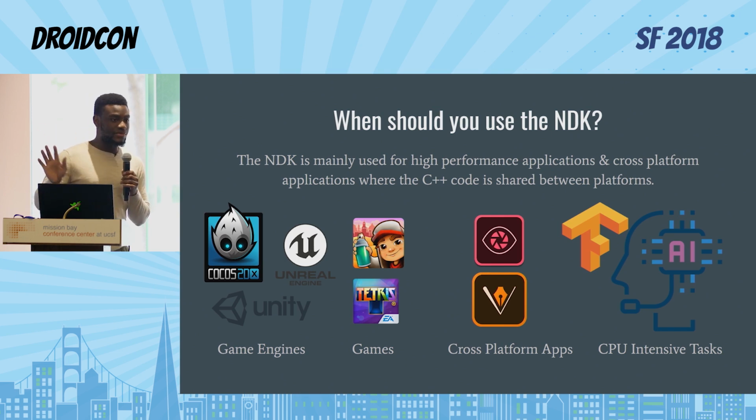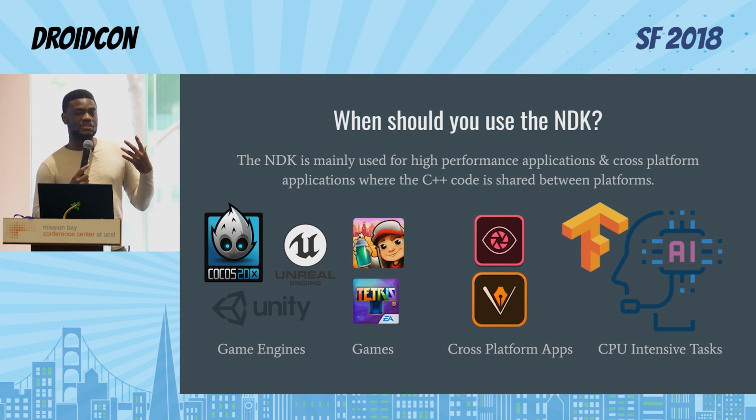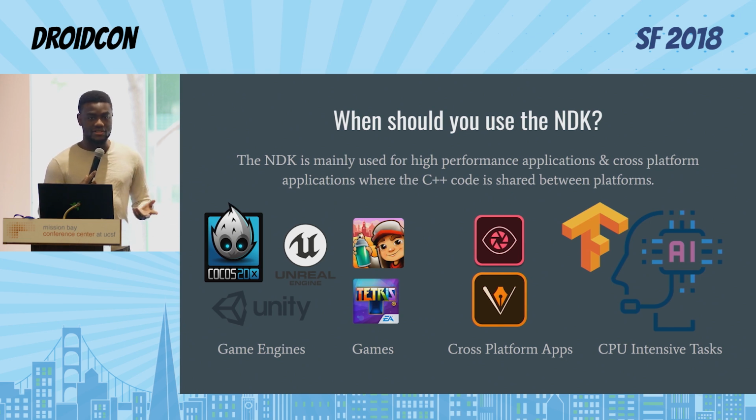So this is great for things like high-performance applications, CPU-intensive tasks, game engines. Most, if not all, game engines are written in C++. Why? Because most of them need to interface with OpenGL, which is a whole C stack, and all these graphics APIs are written in C for their high-performance capabilities.